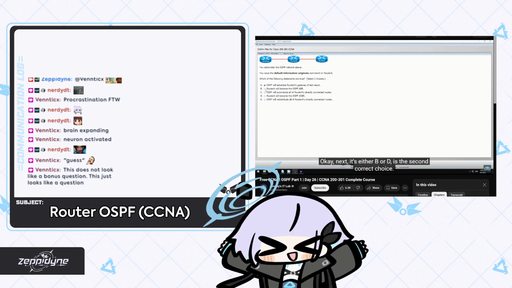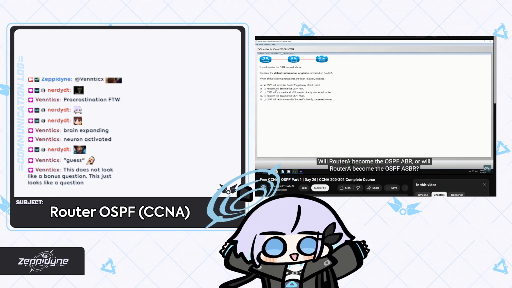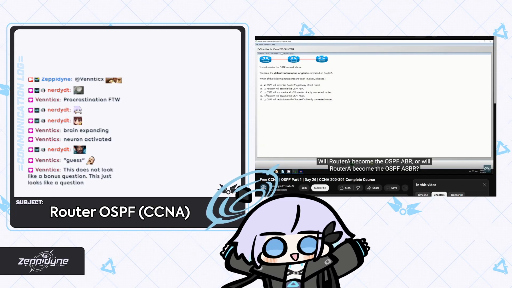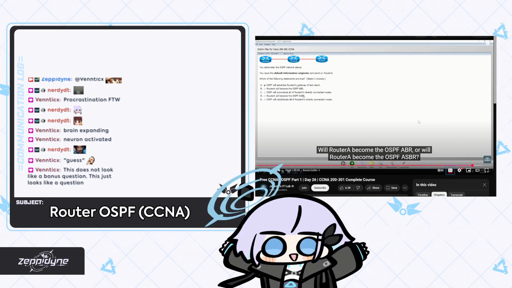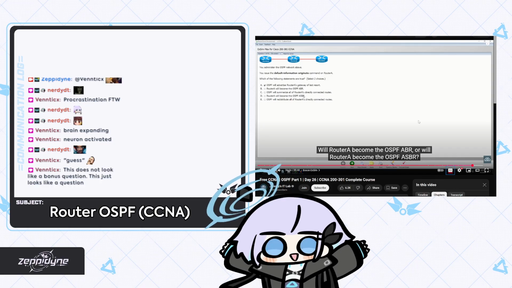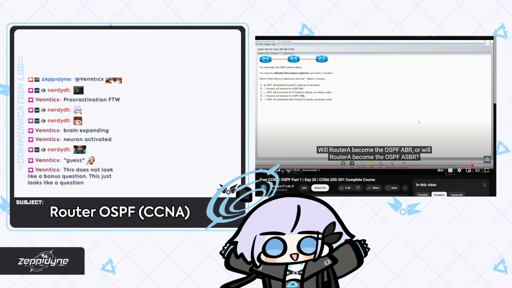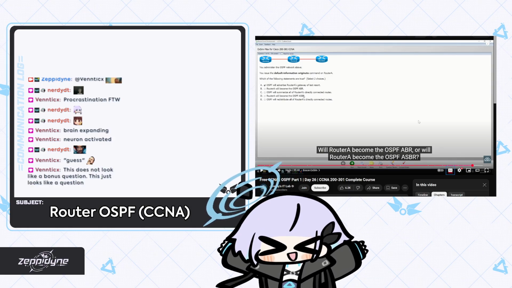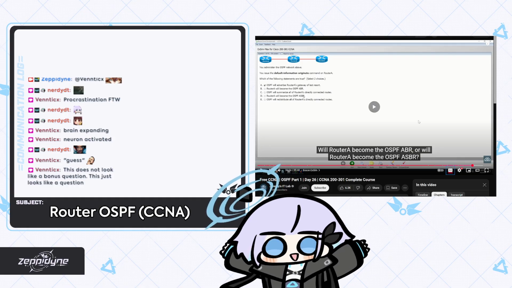Okay, next. It's either B or D is the second correct choice. Will router A become the OSPF ABR, or will router A become the OSPF ASBR? Well, if it's connected to the ISP, it's supposed to be the ASBR. If I use default-information originate, it floods LSAs. Then it should be the ASBR because that's what all the routers know, right? Like all roads lead to me.